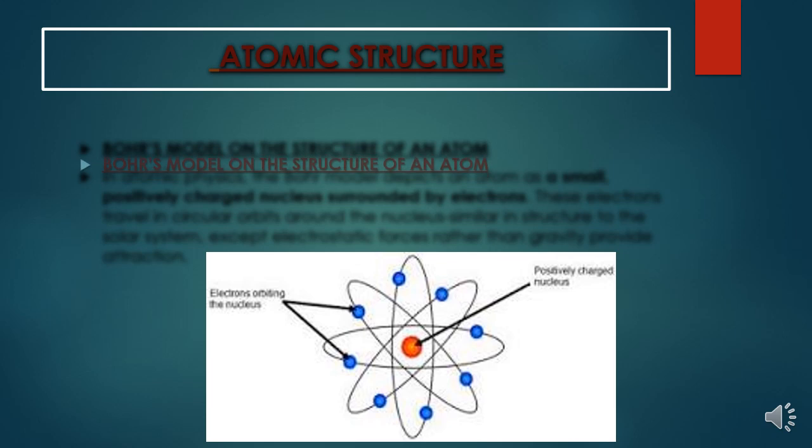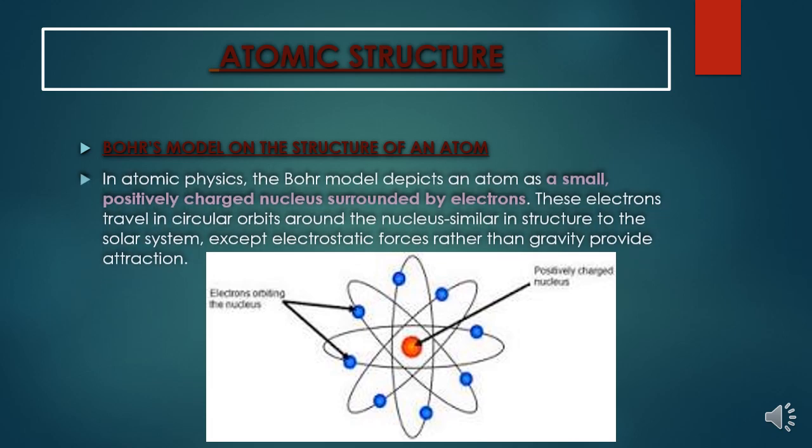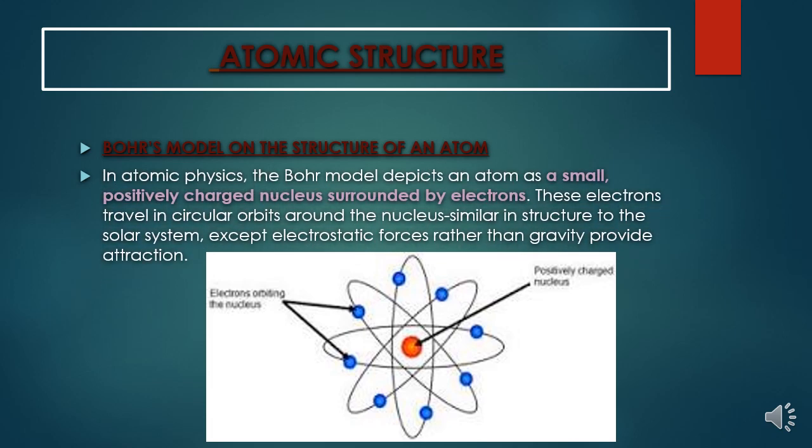And this assumption was made by Bohr. So this is Bohr's model of the structure of an atom, and this is what he says: an atom is very small, having a positively charged nucleus, which means the protons are positively charged, and also surrounded by electrons which are negatively charged, and they're held together by electrostatic forces, which makes the electrons move in a circular orbit around the nucleus.